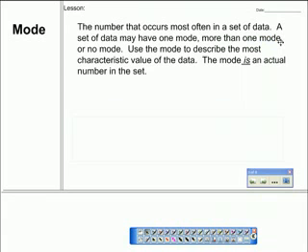Okay, the mode in math is the number that occurs most often in a data set. A set of data may have one mode, more than one mode, or no mode at all. If none of the numbers repeat, we don't have a mode. Use the mode to describe the most characteristic value of the set. That's what it's used for. Well, this number occurs most often, so this is the value that is most characteristic. The mode is an actual number in the data set. You know, the mean and the median, they may be values in the data set, but they also may not.